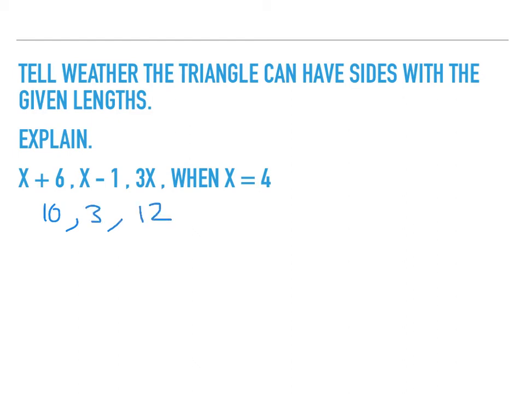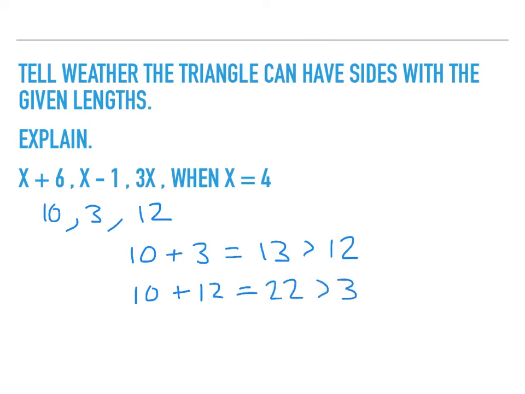12. So first, let's take our two smallest. 10 plus 3 is equal to 13. Is that greater than 12? Yes. So now let's add 10 plus 12. 22. Is that greater than 3? Yep, so that works. And then we can add 12 plus 3, and we get 15. Is that greater than 10? Yes. So can these three be the lengths of a triangle? Yes.